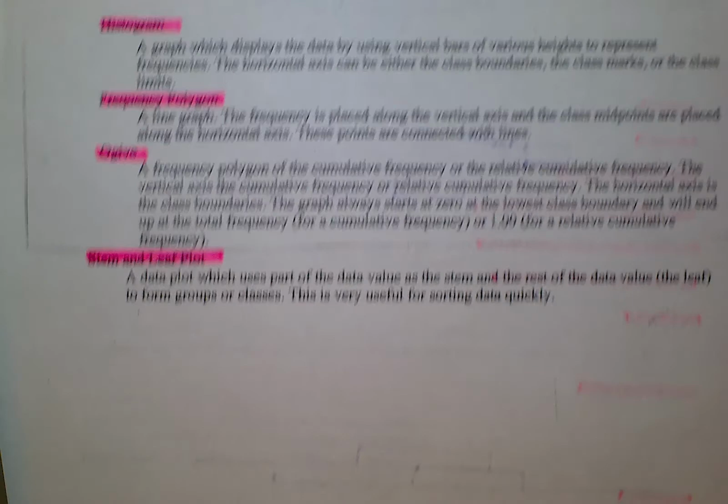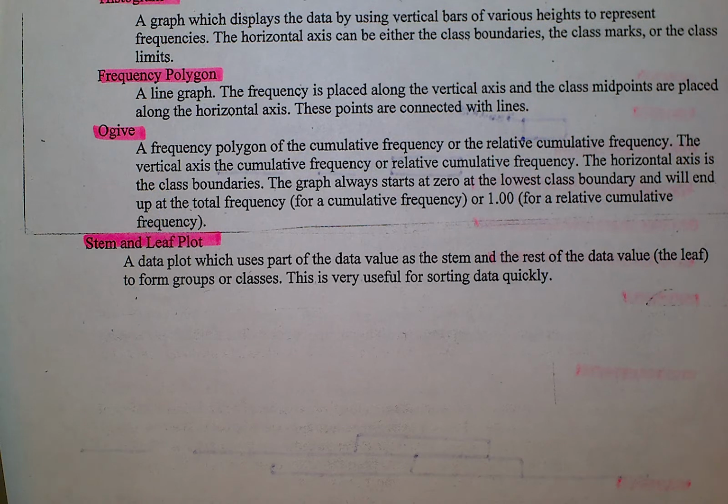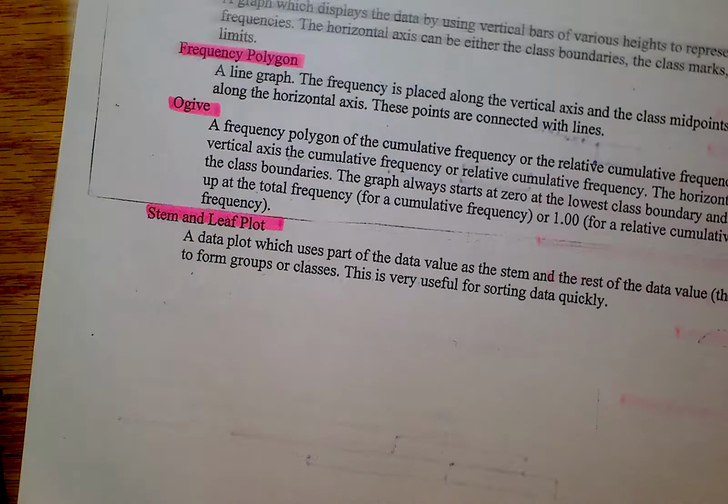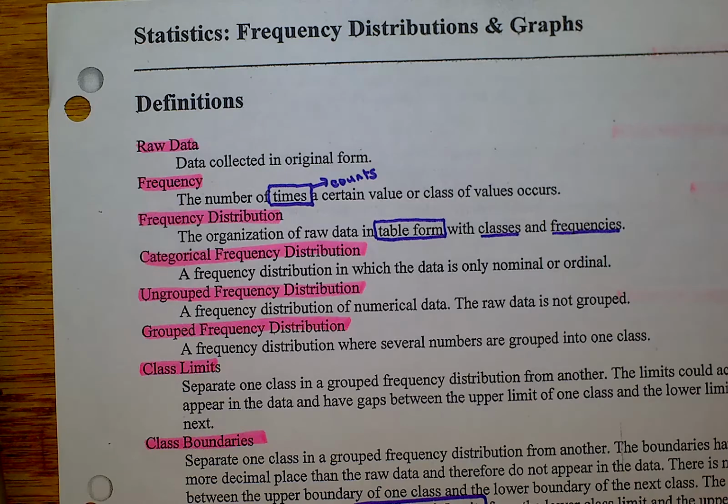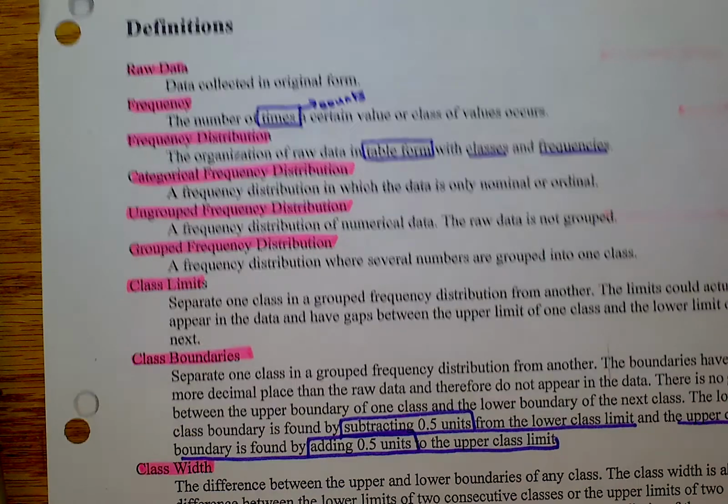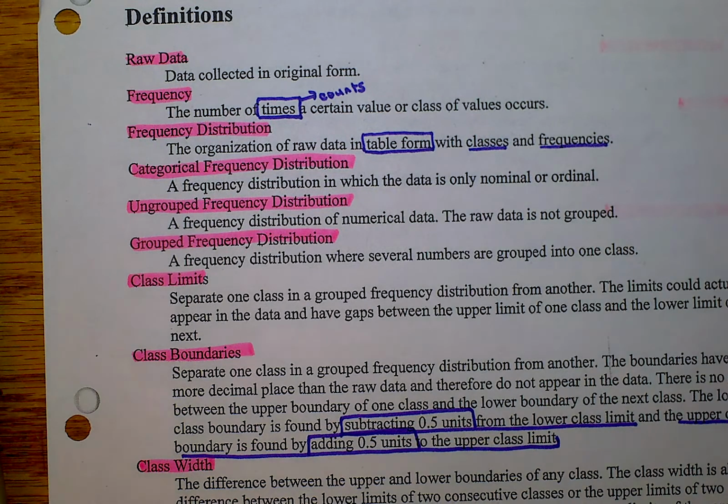A stem and leaf plot is a data plot which uses part of the data value as the stem and the rest of the data value as the leaf to form groups or classes. This is very useful for sorting data quickly. What I would do is put this to the side and make reference to this vocabulary as you're doing questions, if you are unfamiliar with what it is asking, and I'll call that back out throughout the lecture as we're looking. So the first thing we need to do is locate the notes in which we left off last class.